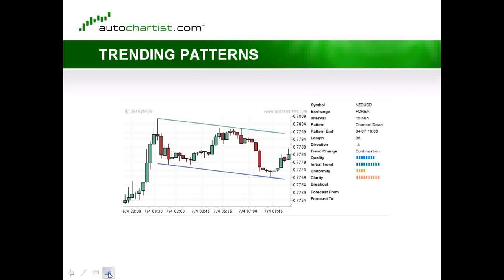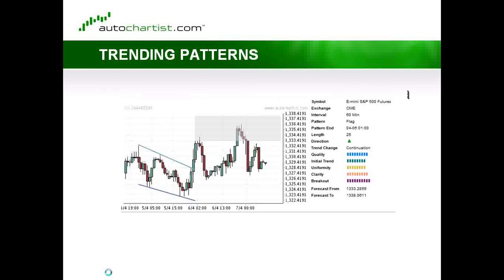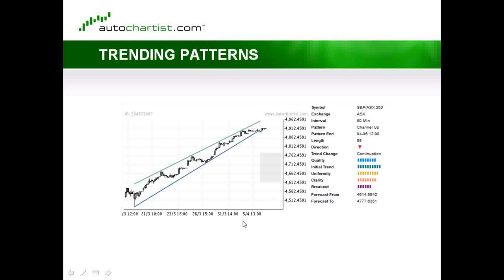All right, let's move on quickly to another pattern that we look at. Here's like a channel up pattern that shows that the market is making a significant change in its trend because we held this support level for a while. And you can see that AutoChartist has set up its target zone here.